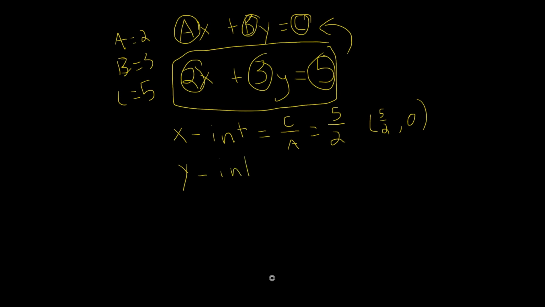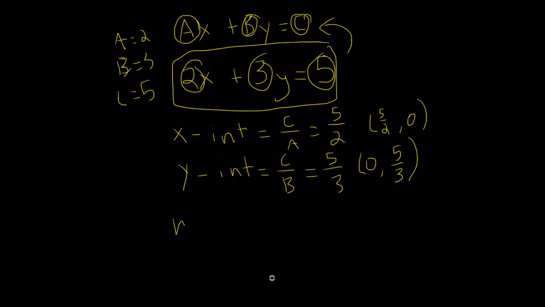Now let's find our y-intercept. Our y-intercept is C over B. Now, as we already stated, C is 5, and B, as we solved for before, is 3. So our point for our y-intercept is 0, comma, 5 thirds.